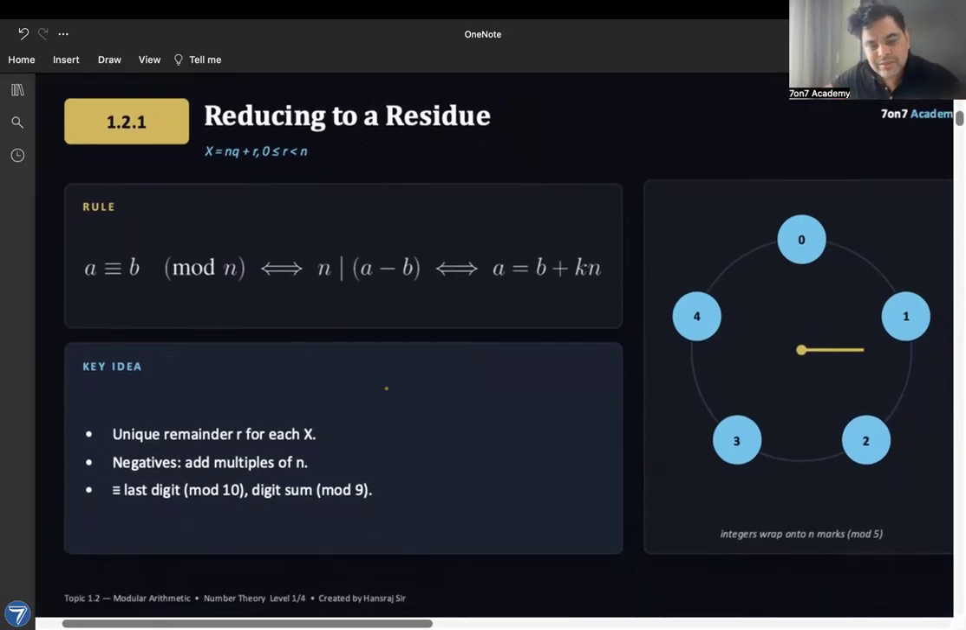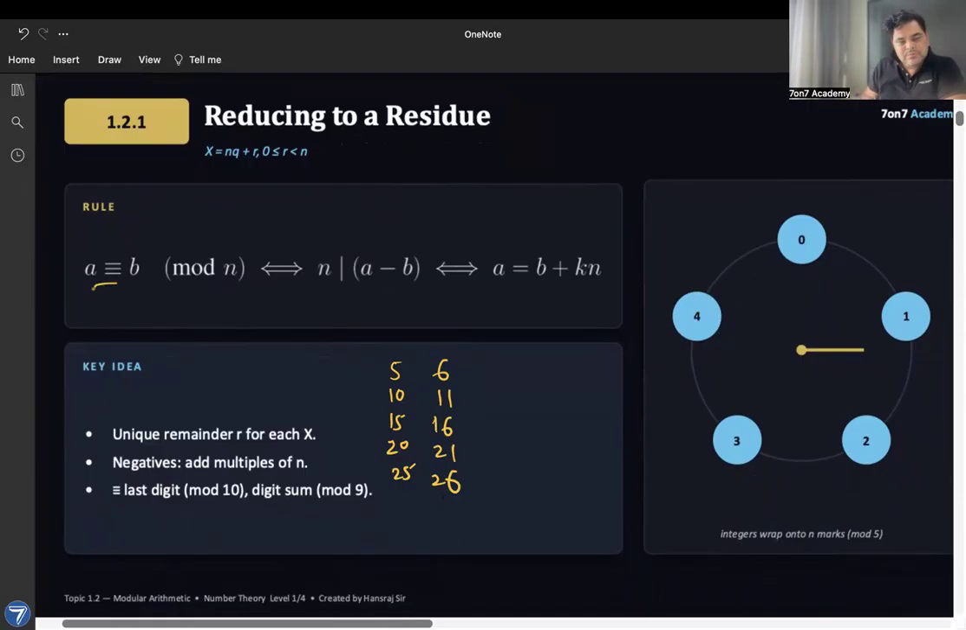Can you, Dhruv, write the table of 5: 5, 10, 15, 20, 25? If you add one, what does it become? 6, 11, 16, 21, 26. This notation means if I take 6 and write congruent to 11 mod 5, the meaning is that these two have the same remainder when divided by 5. These are multiples of 5, and this is one more than a multiple of 5. Each and every number, if you divide it by 5, leaves remainder one in these cases.